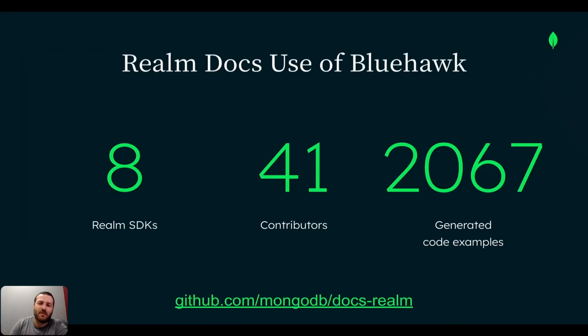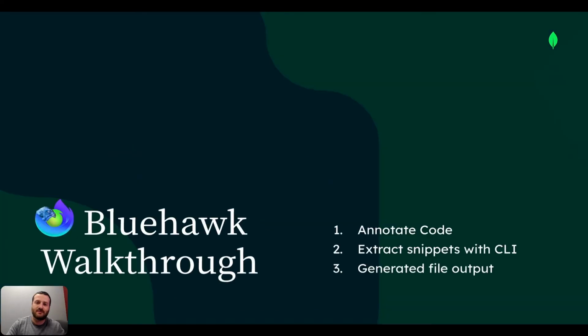And just a bit about our usage of Bluehawk at the moment. As mentioned, we have quite a few SDKs, 8 at the moment. And for our documentation project, we've had 41 contributors so far and have generated over 2,000 code examples. So hopefully this can show how Bluehawk really can be used to effectively and efficiently maintain code examples and do it within unit tests for a large docs project.